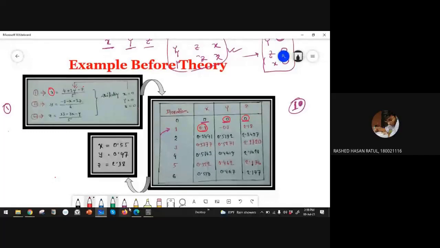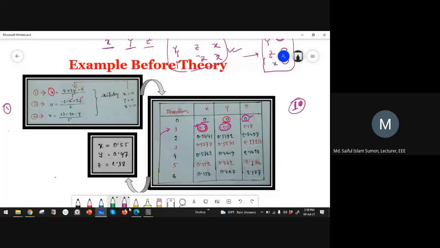Yes, sir. So now, after that, I will find the value of y. How will I find that value? To find the value of y, I need the values of x and z. So I will use the recent x value and the previous z value, the initial z value. These two values will be considered to find the value of y.